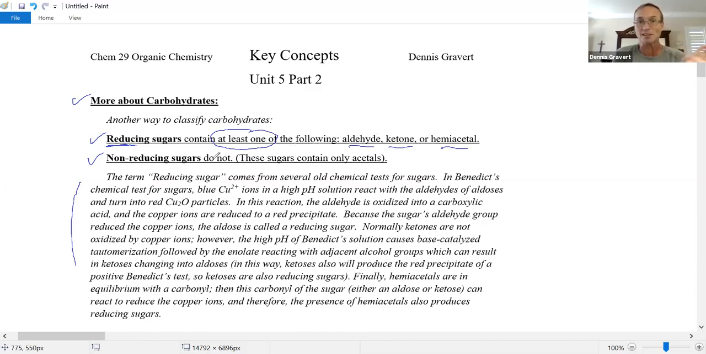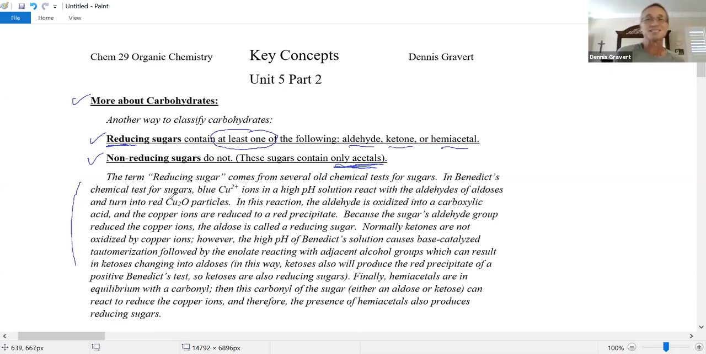And then the exception is if you search the entire structure of the sugar and everywhere where you expected to find an aldehyde or ketone or a hemiacetal and you don't, it's only an acetal, everywhere acetals, only acetals, then they're non-reducing sugars. What makes this a little complicated is that a sugar is defined to be an aldehyde or ketone and 2 or more alcohols. So throughout this whole process, you're ignoring the alcohol group. It's not helping you identify whether it's a reducing sugar or non-reducing sugar.